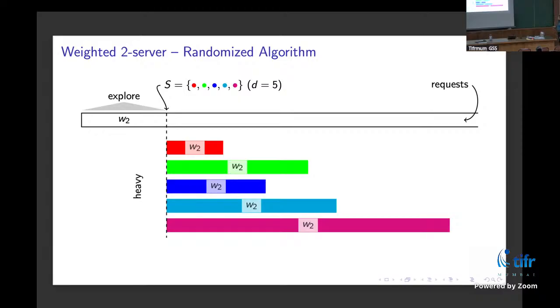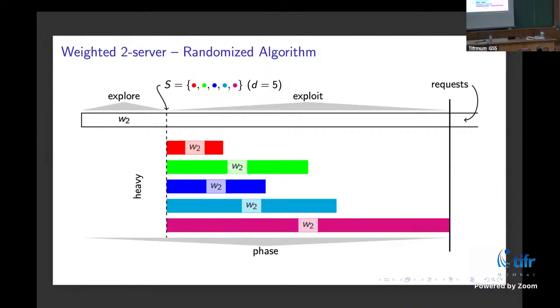So these simulations die over time, and once the last simulation dies, that is what we define to be the end of the phase. All right, so this defines the phase. Now the plan is to prove that in every phase the optimum pays at least roughly W2. In every phase the algorithm pays at most something times W2, and that something will be the competitive ratio.